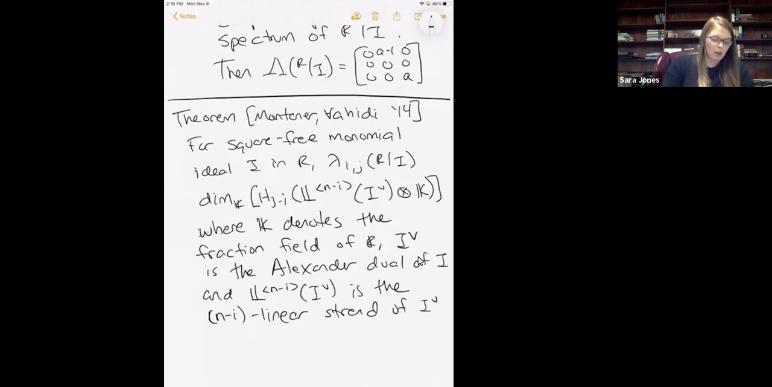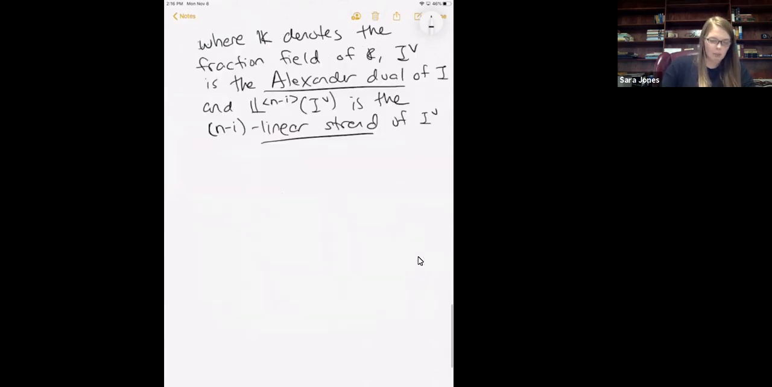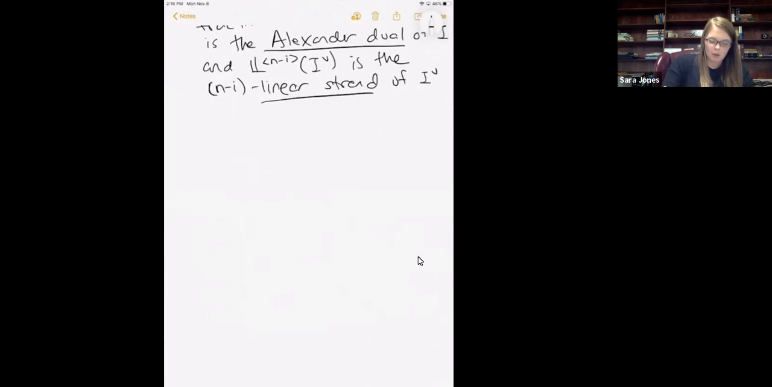I will mention, though, that before we say too much more about the Lubeznik numbers and how you can use this to calculate them, there's some things here that we really haven't defined. We haven't defined linear strand, and we haven't defined Alexander dual. We need to know what those are before we can use this formula. So let's say a little bit about that, and then we'll actually jump into some Lubeznik numbers. So we'll look at linear strands first.